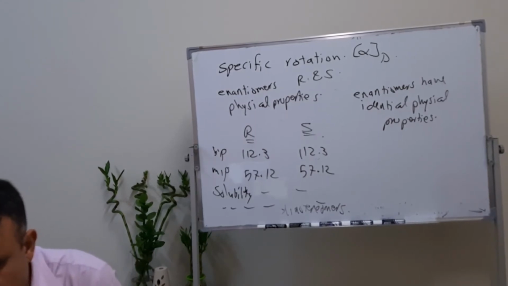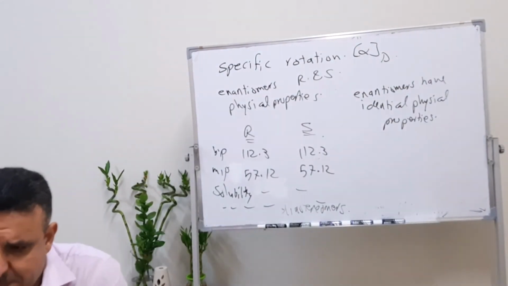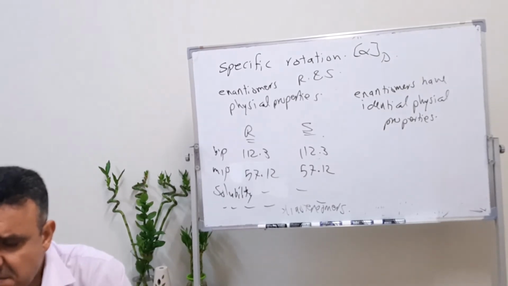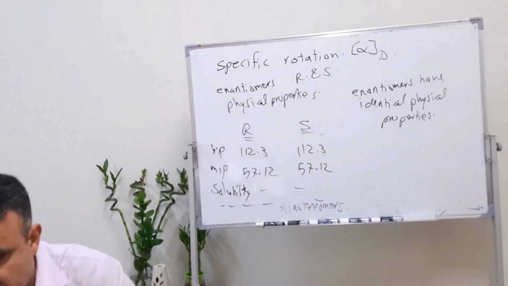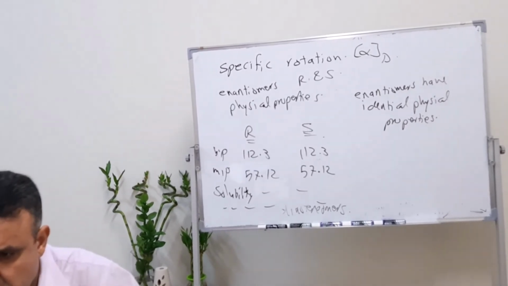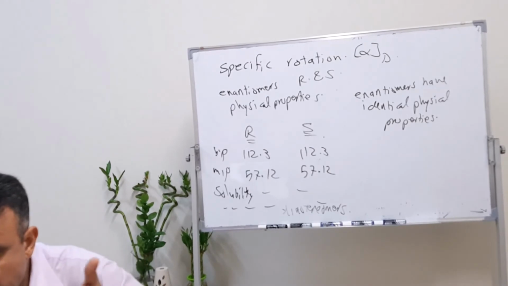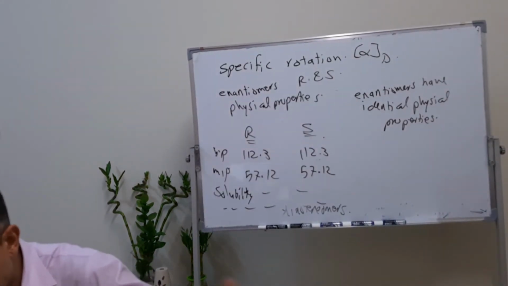Now, anyway, let me get back to the physical properties and their importance. When we have two compounds with different physical properties, we can separate them. For example, if you remember, we can separate different liquids by distillation if they have different boiling points.